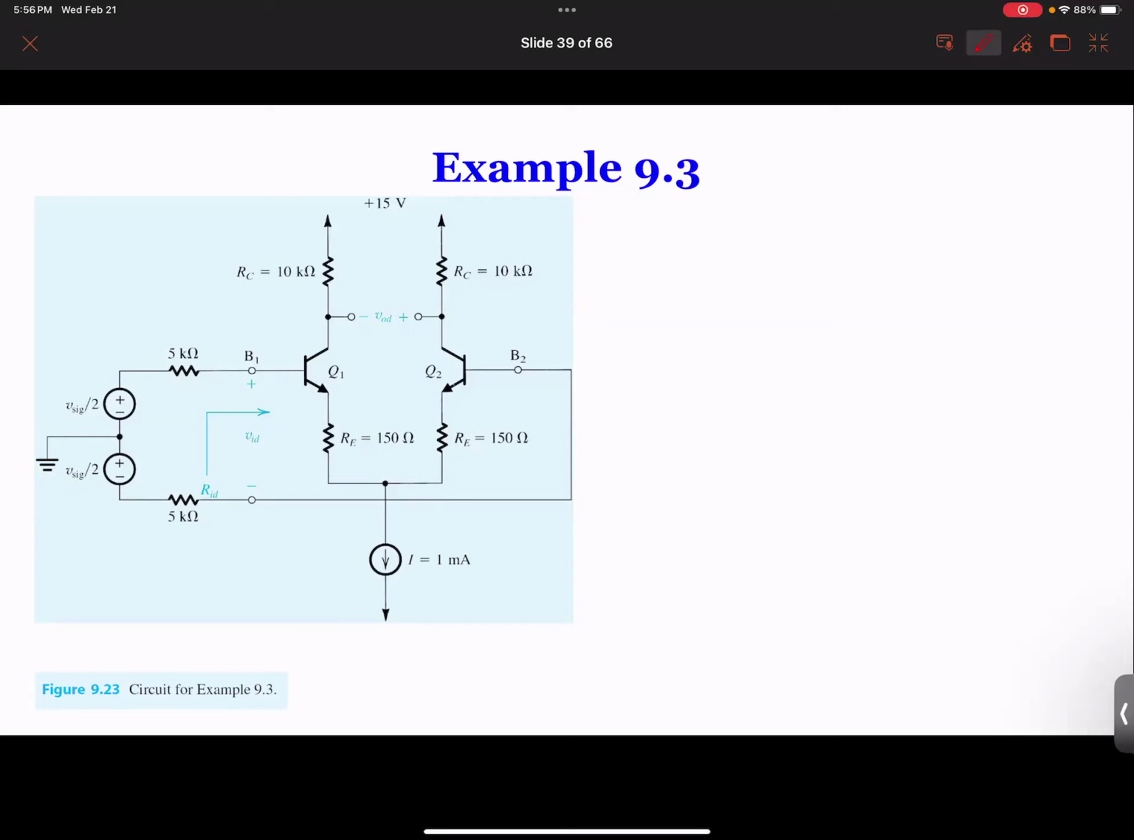What is different in this circuit is that they added RE here and RE here, and also they added the input resistance of 5 kilo ohms. In order to do a good job on this one, we would have to draw the equivalent circuit. The easiest way is to draw the half circuit, then multiply the result by 2 for the output voltage, and for the resistance divide by 2. So in this case, let's draw the half circuit over Q1.